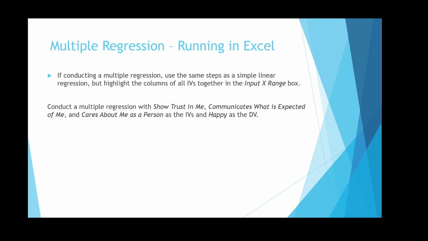But you need to have your independent variables all side by side in Excel because when you highlight your X range, you're going to highlight them all together in one swoop. So let me show you how to do this. We're going to conduct a multiple regression using that same data set from the previous video. Our independent variables are going to be show trust in me, communicates what is expected of me, and cares about me as a person. Those are our independent variables. And then happy is going to be the dependent variable.